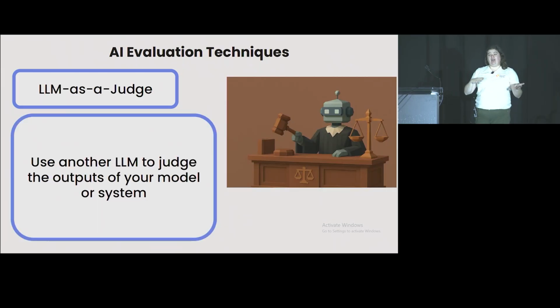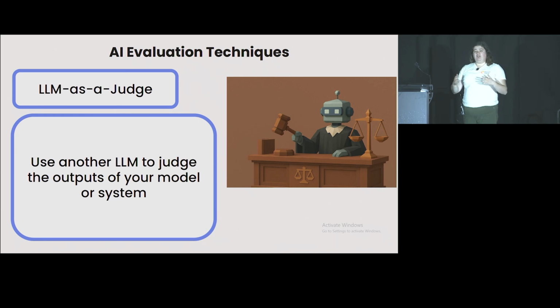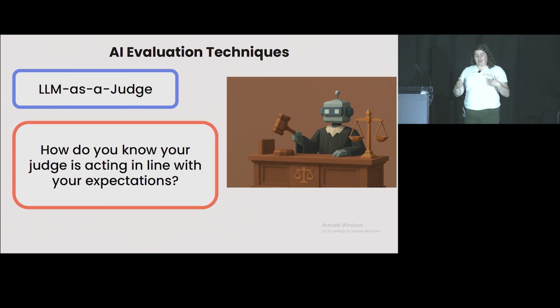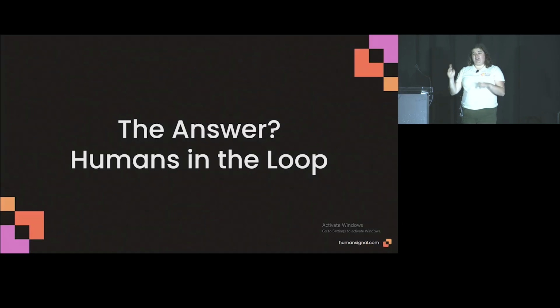The third technique that you might have heard of is LLM as a judge. This is where you use an LLM or another model to judge the outputs of a given model or a system, with our little robot judge friend over here. This is a great way to speed up the impact that your people might have and get really robust evaluations. But how are you going to know that your judge is acting in line with your expectations? After all, judge models are still models, and models are not right 100% of the time. So the answer to all of these questions that we've just asked is humans in the loop.